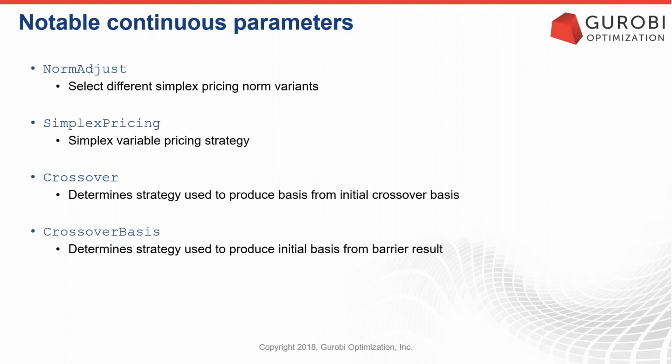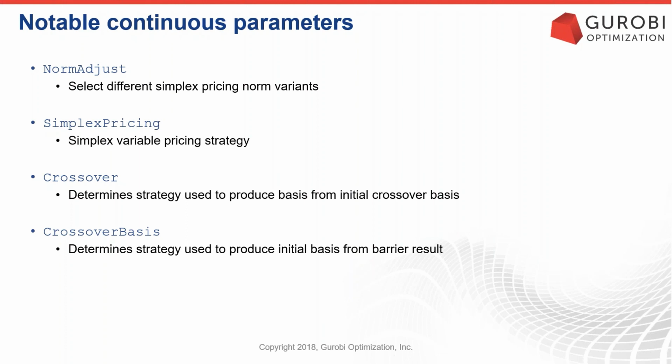And also for barrier and crossover. Crossover is the step after barrier to get to an optimal basic solution. You can change a few things. For example, you can change the crossover parameter and the crossover basis parameter.